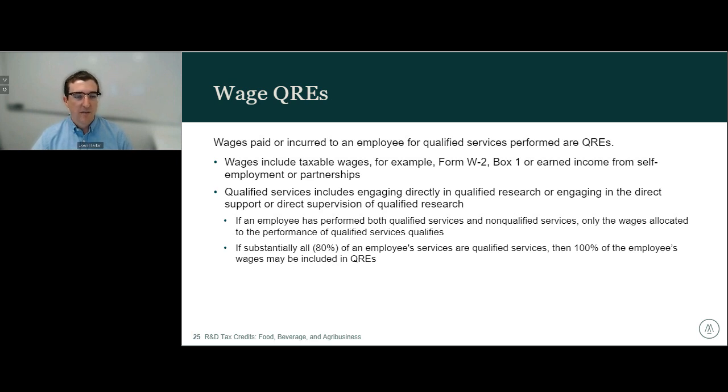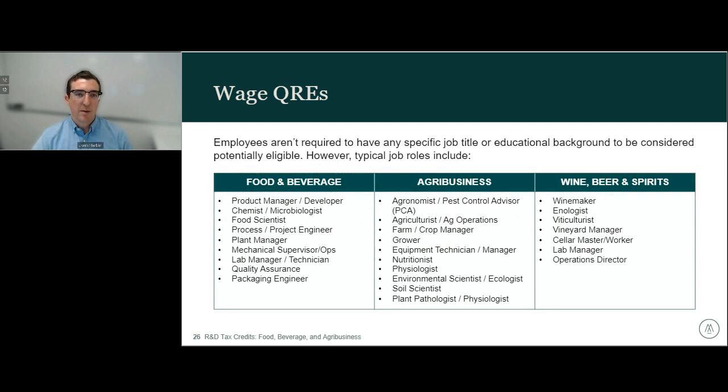And then for purposes of the R&D credit, we are specifically looking at taxable wages when we talk about wage QREs in general. So this is typically Form W-2 Box 1 wages or earned income from self-employment partnerships, if you're, say, a partner in a business as opposed to a direct employee. So importantly for wage QREs, employees aren't required to have a specific job title or educational background to be considered eligible. You don't have to specifically be an engineer or scientist in your job title to be qualified. It all depends on the types of activities that are being performed by that individual.